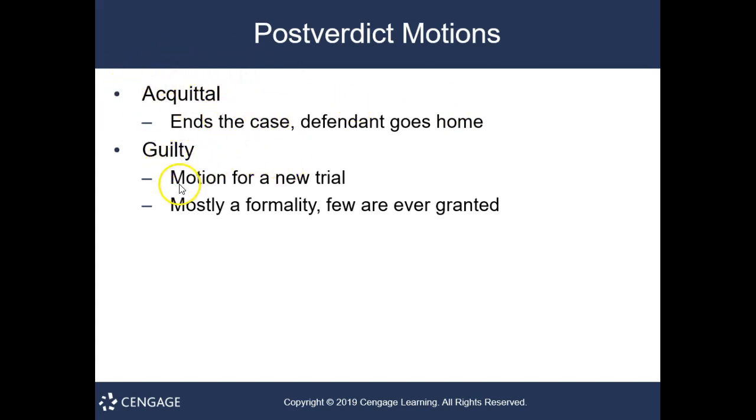If it's guilty, you can file a motion for a new trial based on something that happened that could maybe convince the judge that a new trial is justified. Mostly a formality. Few are ever granted. It would have to be that the judge realized all of a sudden that he or she had made a big mistake, and that this case is likely to be reversed anyway, so granting a new trial.